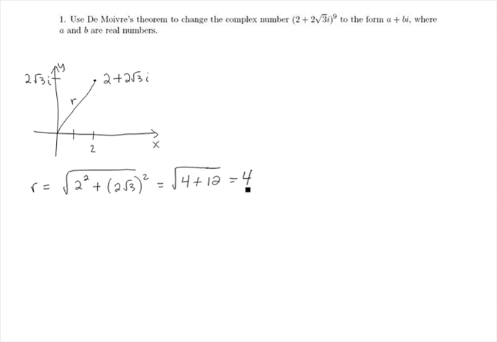And then the angle that we need for our trig form, theta, can be found by thinking of a right triangle here, in which we know that the tangent of this angle is the opposite side, which is 2 radical 3, divided by the adjacent side, which is 2. And the angle for which the tangent is equal to radical 3 is the angle pi over 3. So in trig form, 2 plus 2 radical 3i is the same thing as 4 cis pi over 3.